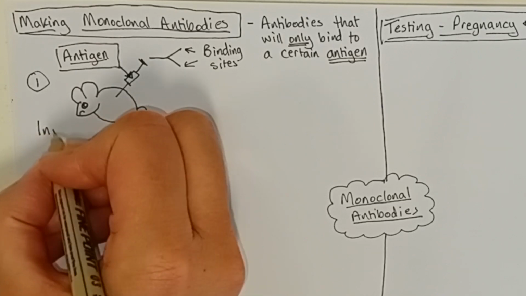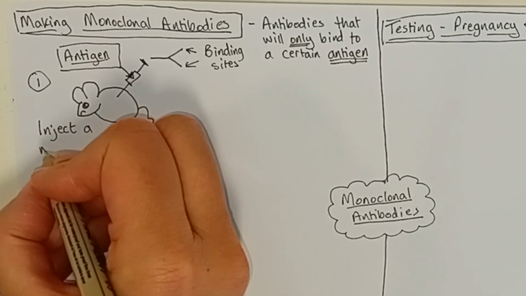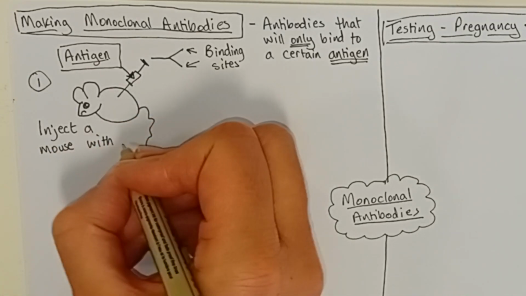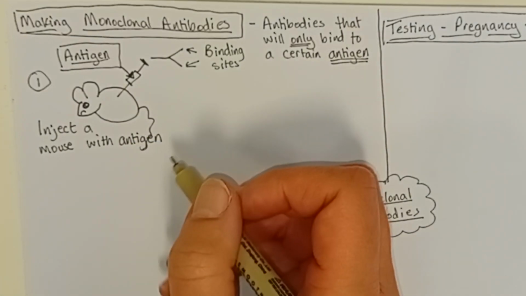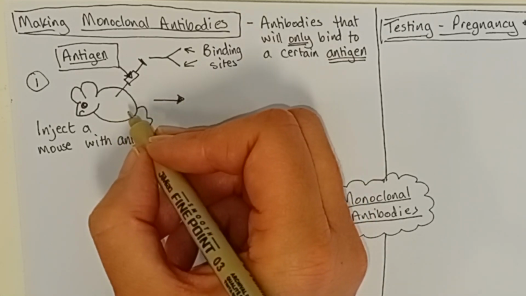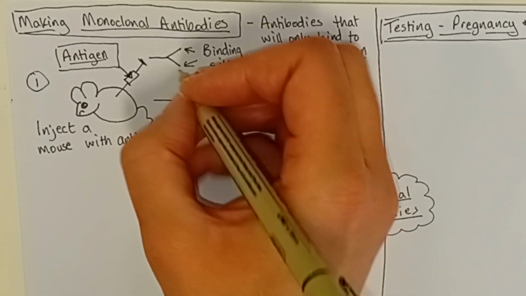So we're going to inject a mouse with the antigen. Remember, the antigen is whatever we're looking for in this case. And then, unfortunately for the poor mouse, we're going to have to take some blood and we're going to have a look for a B lymphocyte.